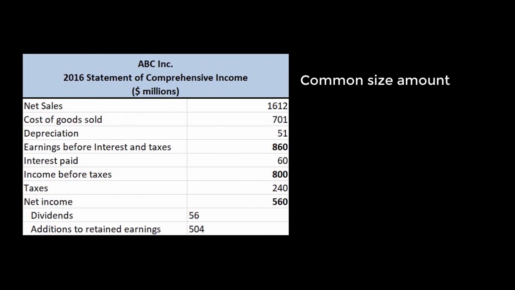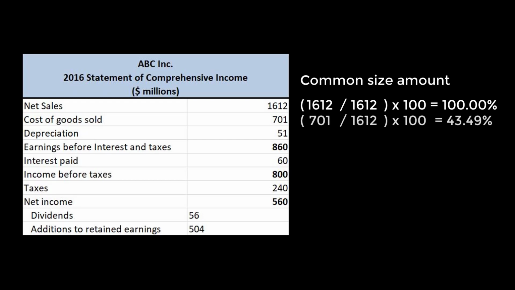A common-size statement of comprehensive income lists everything as a percentage of sales. The process is similar for the statement of comprehensive income. So again, pulling up the sample statement we used in the last video, 1612 over 1612 is 100%. But moving down the list to cost of goods sold, 701 over 1612 is 43.49%, which tells us immediately that for every $1 in sales we generate, about 43.5 cents is the cost of making and selling the goods.